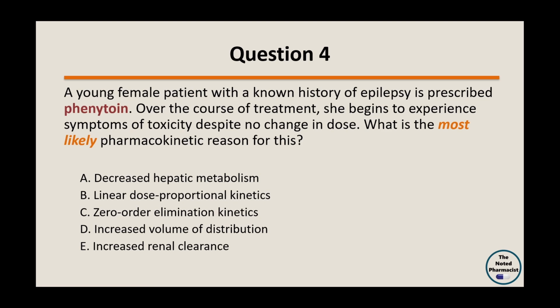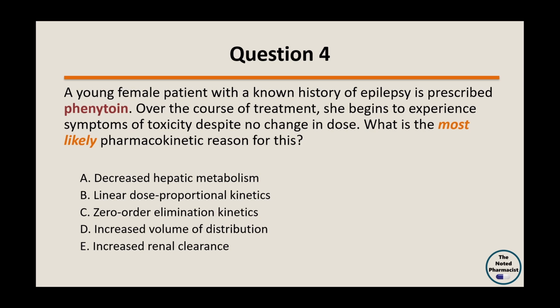Option A, decreased hepatic metabolism. Option B, linear dose proportional kinetics. Option C, zero-order elimination kinetics. Option D, increased volume of distribution. Option E, increased renal clearance.